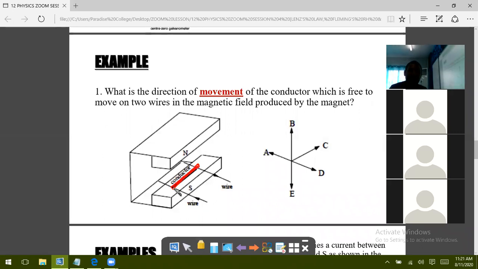All right, class, I have indicated the conductor, and that conductor is placed within the magnetic field. What is the direction of movement of the conductor, which is free to move on two wires in the magnetic field produced by the magnet? In which direction do you expect this conductor to move? A, B, C, D, or E?